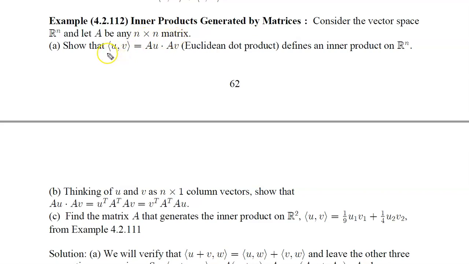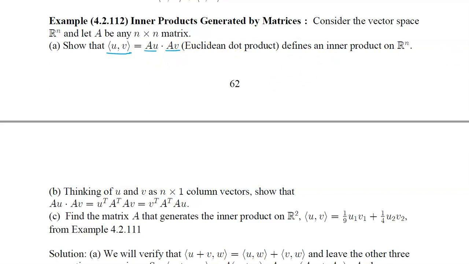Let's show that the inner product of u with v, defined as taking the matrix A times u, and remember this is going to be a vector, we're going to take the dot product of it with the vector A times v. So instead of u dot v here, we first let the matrix A act on u and v. We get two vectors back, then take the dot product of those two vectors. Let's verify that this defines an inner product.